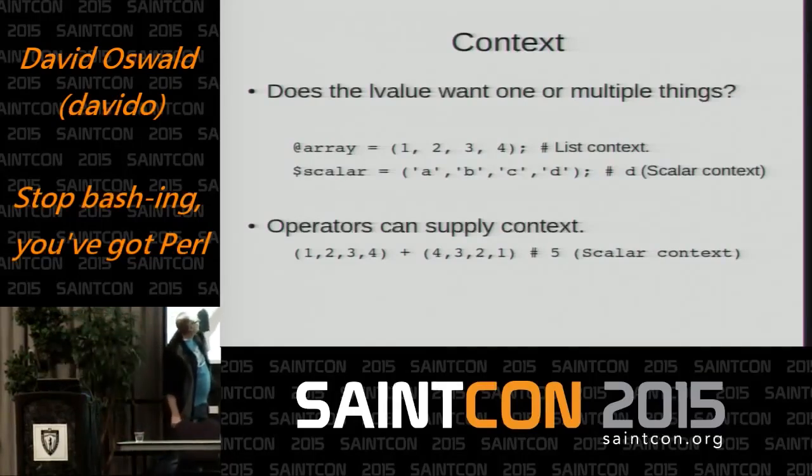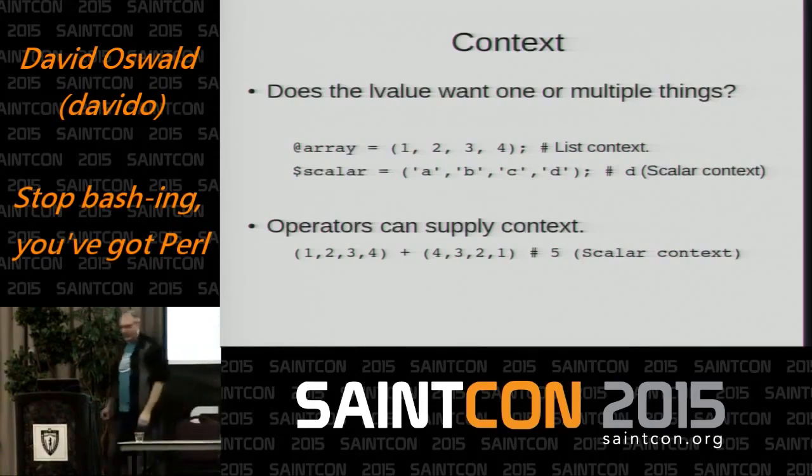here in list context, we're assigning 1, 2, 3, and 4 into an array. But here we have scalar context because it's just a scalar variable, and so we're going to just assign the last element to that scalar.